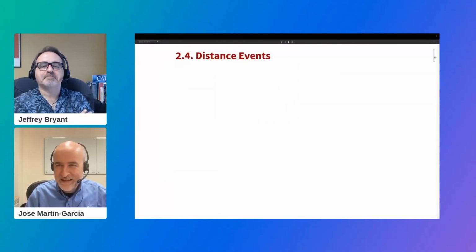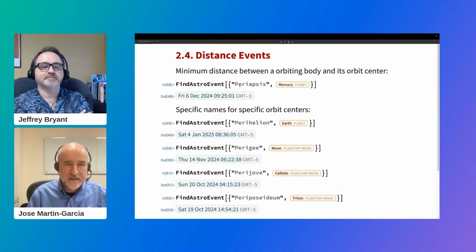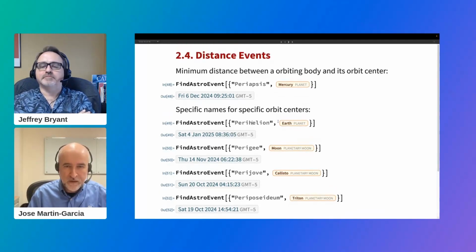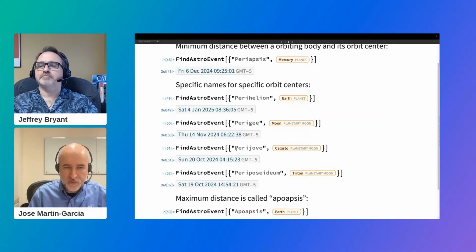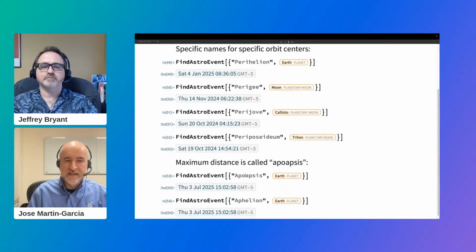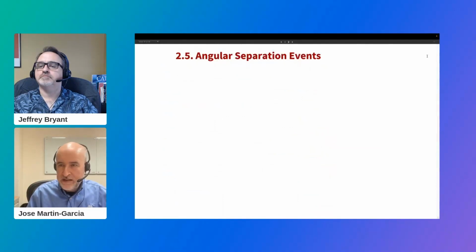Okay, and then I just want to present 2 more types of events. Distance events, for example, when do we have the periapsis of Mercury, or in other words, the perihelion of Mercury, or the perihelion of the Earth, perigee of the Moon. We can see when Callisto gets closer to Jupiter, that's called the perigee, etc. And we have the same apoapsis and aphelion, etc. events. Finally, angular separation events.